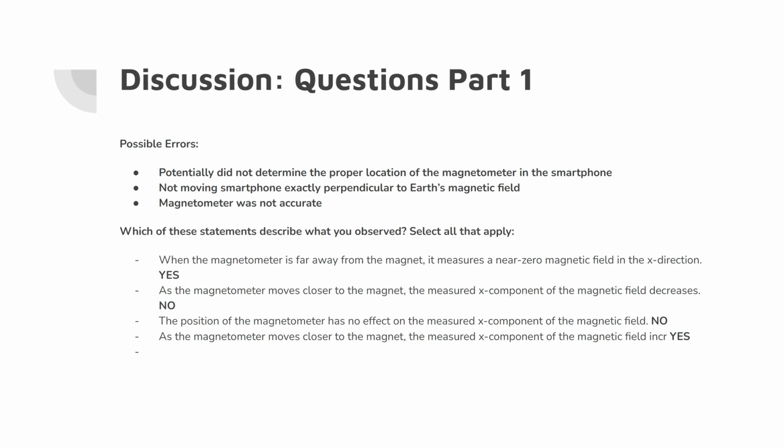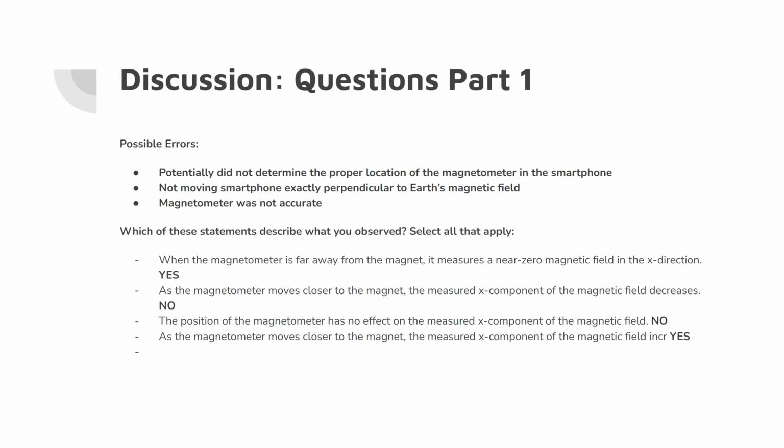Now on to the post-lab discussion to end the video. Some possible errors that could have made our computational and experimental values for the 45-degree angle measurement different include potentially not determining the right location of the magnetometer in the smartphone, which could have set the distance differently, not moving the smartphone exactly perpendicular to Earth's magnetic field, thus having the Earth provide some magnitude when we are just trying to determine the bar magnet. Also, the magnetometer itself could have not been accurate.